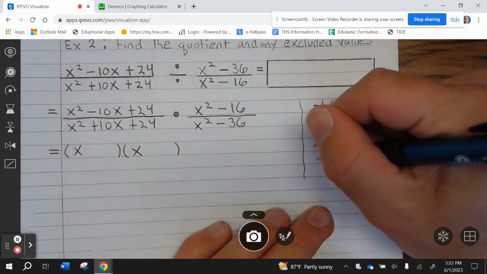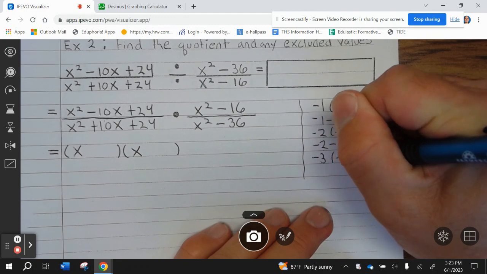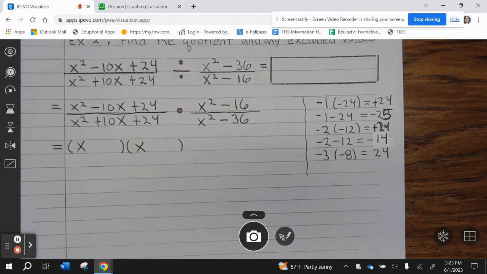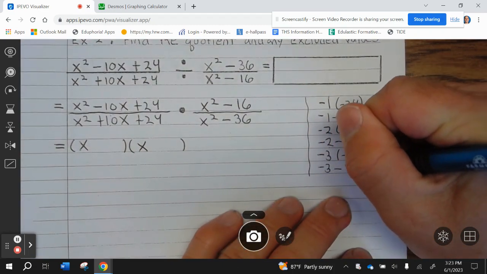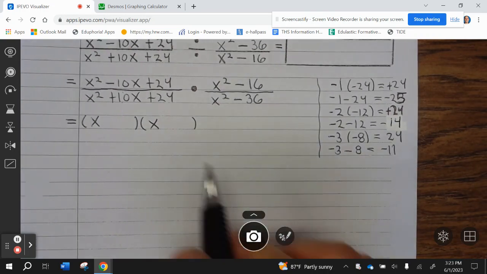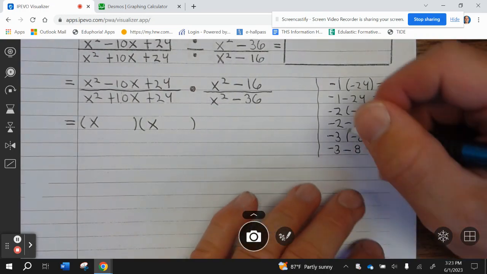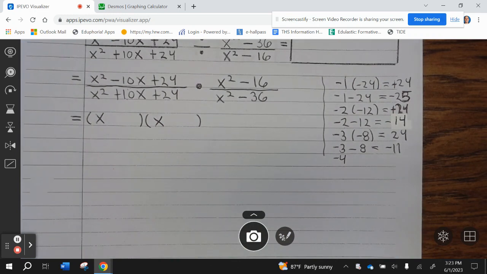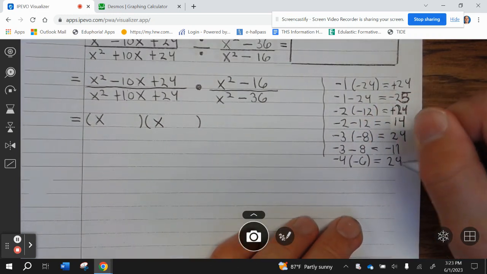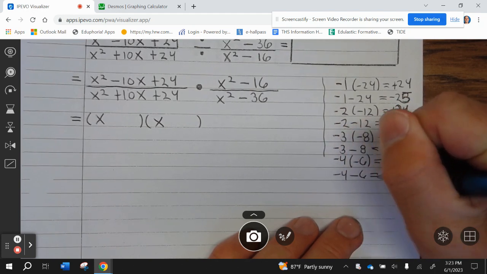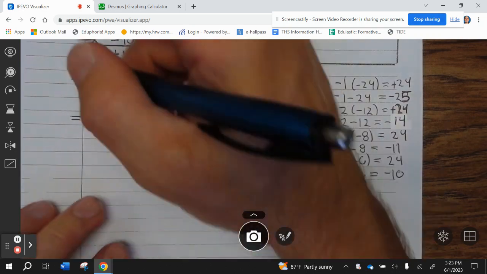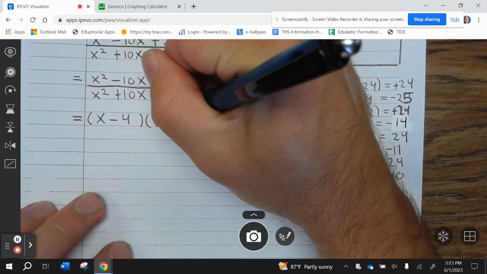So now negative 3 times negative 8 is a positive 24. Negative 3 minus 8 is negative 11. Okay. We're getting closer to negative 10, but we're not there yet. So let's try next. Negative 4 times negative 6 is positive 24. Negative 4 minus 6 is negative 10. We have our 24 and negative 10. So our factors are x minus 4, x minus 6.